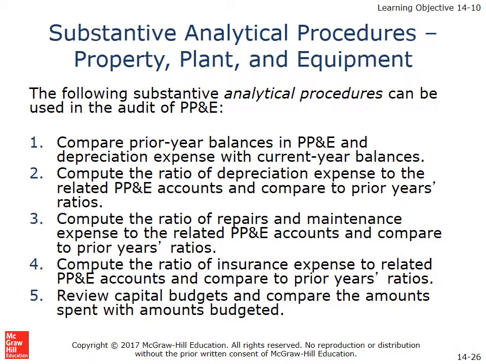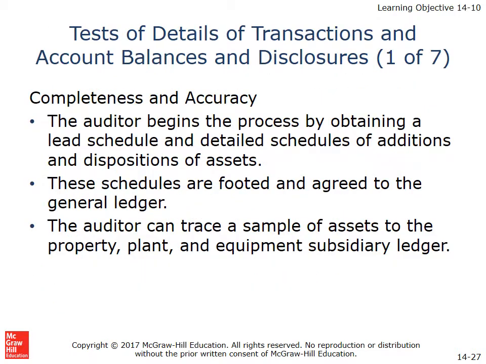Compute the ratio of insurance expense, because you would have insurance on certain assets, right? See if your insurance went up and down considerably, and review capital budgets and compare that amount with amounts actually spent. Once we do some assessment using our substantive analytical procedures, now we could test our account balances, disclosures, and details.